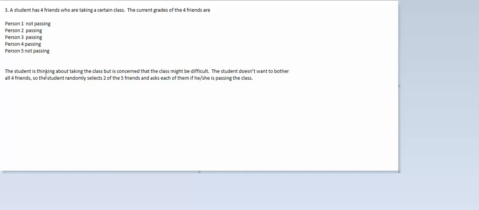And it says right here that these are the 5 friends, and the student is once again thinking about taking this class, but is concerned that the class might be difficult, and the student doesn't want to bother all 5 people. So once again, the student takes a sample. In this case, the student selects 2 out of 5 friends and asks each of them if he or she is passing the class. So I actually made this one 2 out of 5 instead of, I think in your problem it's 2 out of 4. And the first part A once again asks how many possible combinations there are.